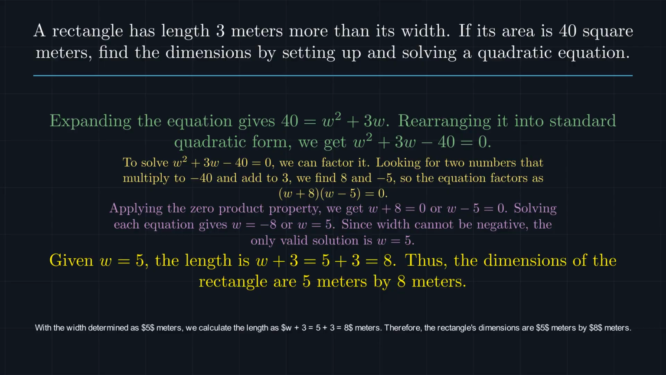With the width determined as 5 meters, we calculate the length as w plus 3 equals 5 plus 3 equals 8 meters. Therefore, the rectangle's dimensions are 5 meters by 8 meters.